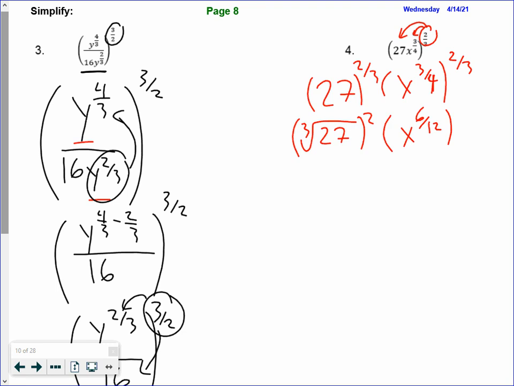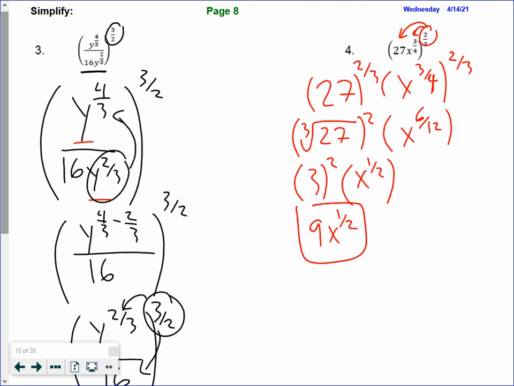And if we keep reducing this down, the cube root of 27, that's going to give us 3. So we have 3 squared. And x to the 6/12 reduces down to 1/2. 3 squared gives us 9. So we have 9x to the 1/2, and that's going to be our simplified answer for number 4.